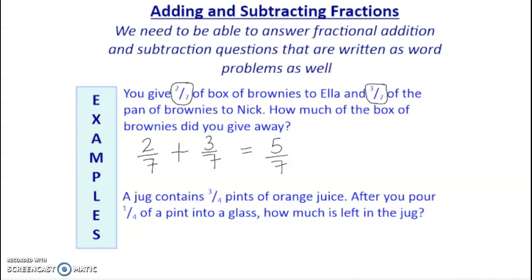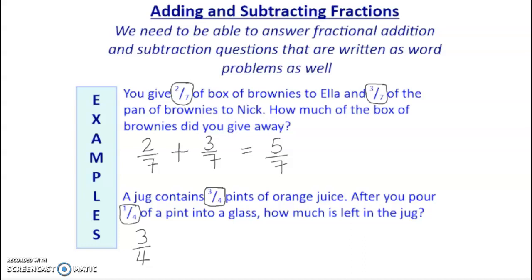It says a jug contains 3/4, I'm going to circle that, 3/4 of a pint of orange juice. After you pour 1/4 of a pint into a glass, how much is left? Now this is a little bit different to the other question. It's not asking me when I had the first person and the second person. There's no and in this question. So I had 3/4 of a pint of orange juice.